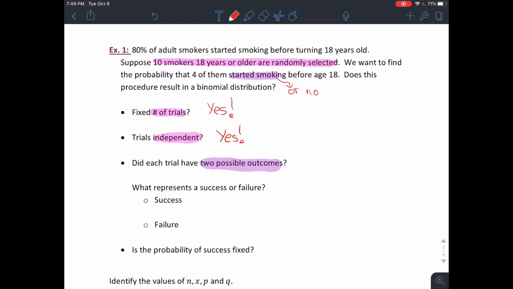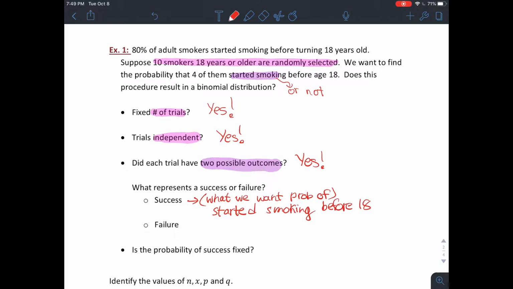Anything with more than 2 possible outcomes is not a binomial distribution, and you're going to have to calculate your probability some other way, like listing it all out like yesterday. So it's a good idea to keep track of what you're considering a success and a failure. A success may not always seem like good. So a success is typically the outcome that you're interested in finding the probability for. So we want the probability that at least 4 of these people started smoking before age 18. So we're going to consider a success getting a person who did start smoking before age 18. And a failure is that we don't get someone who meets that requirement.